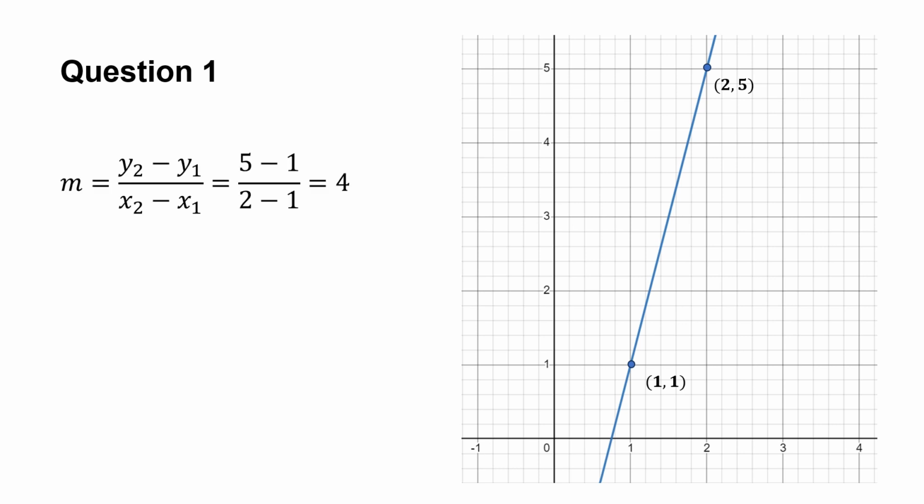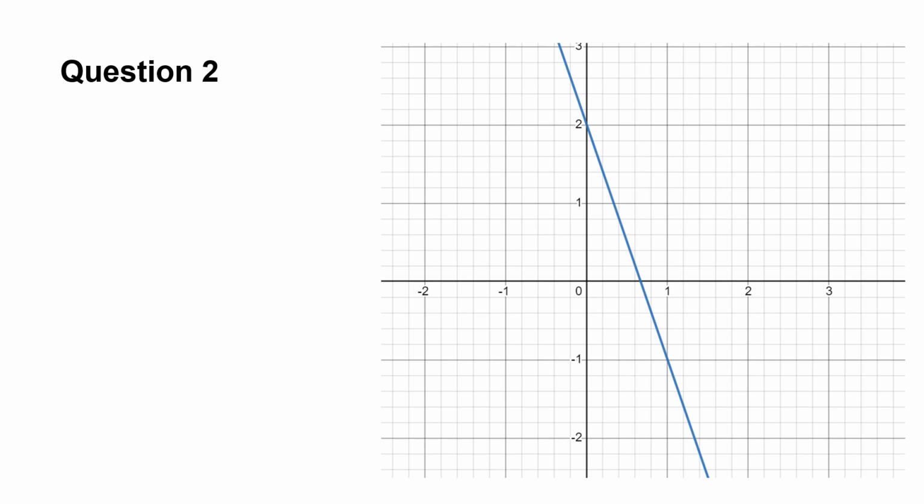Now we need to plug these values into our equation. So our y2 is going to be 5 and our y1 is 1, so y2 minus y1 is 5 minus 1. And then our x2 is 2 and our x1 is 1, so this is going to be 2 minus 1. So we have 4 over 1, which equals 4. So we have a gradient of 4 here.